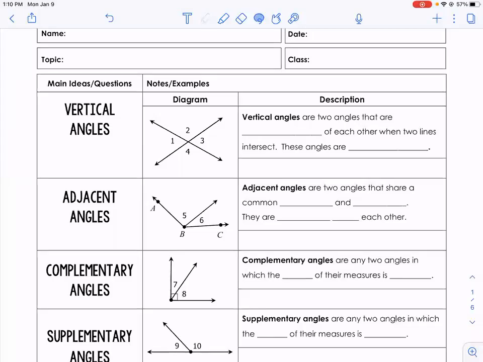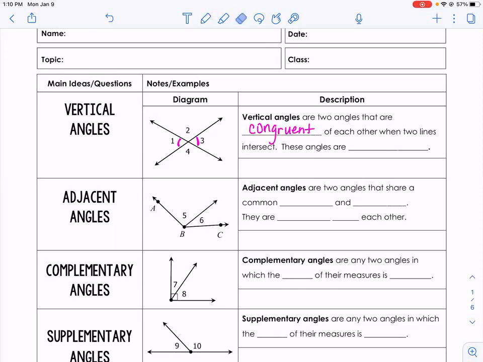Okay, so vertical angles, this is what we did. Like angles 1 and 3 are vertical from each other. And when we folded our piece of paper, they were the same. In angle terms, we call that congruent. Do you remember that word?